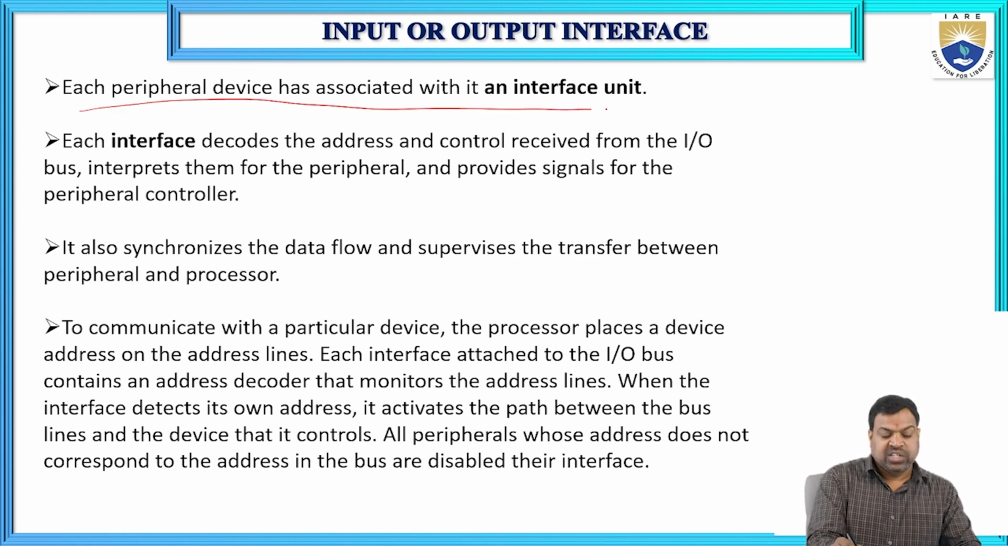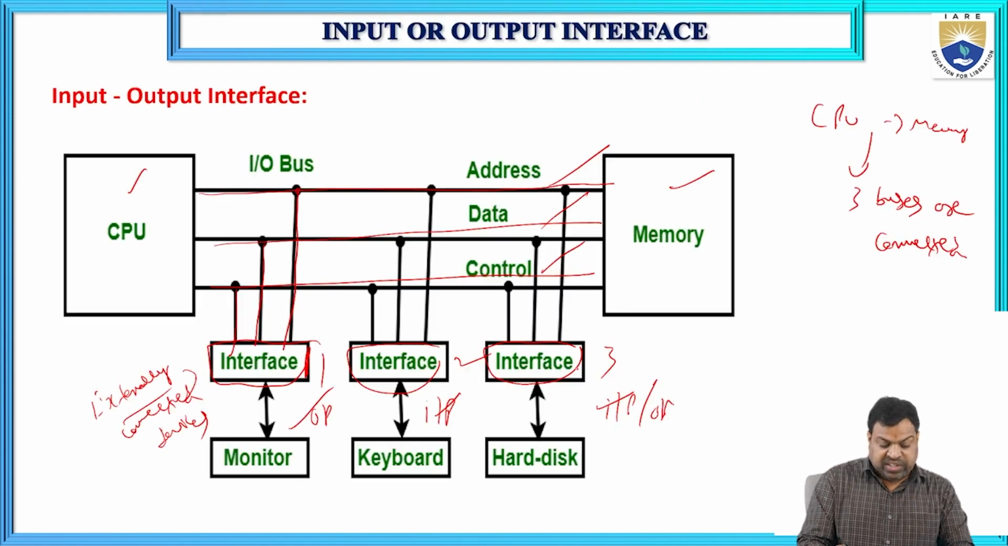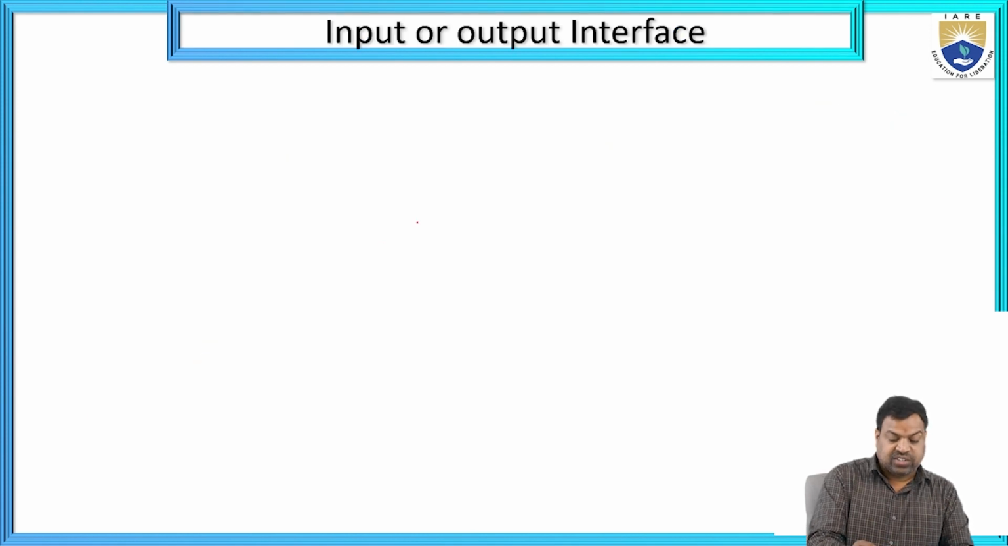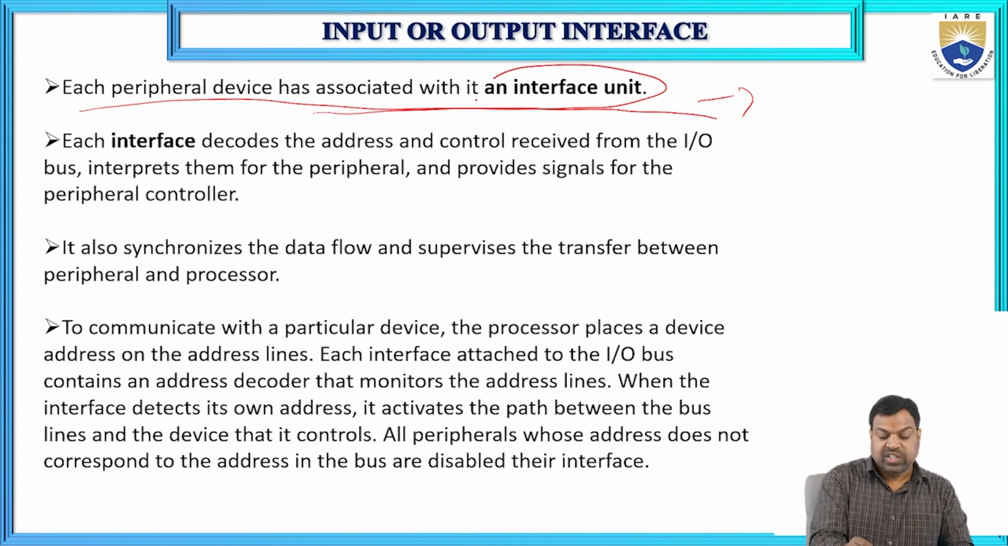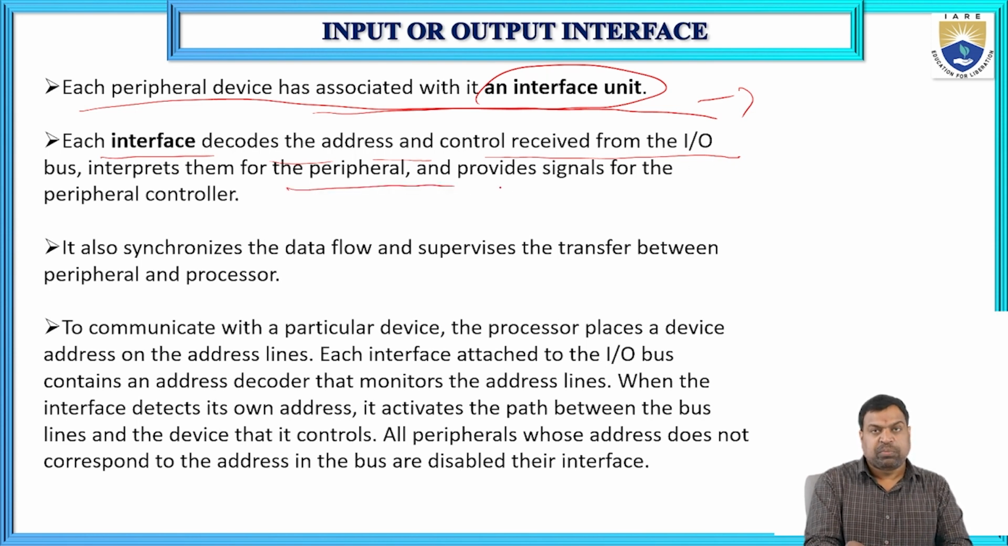So go to the first point. Each peripheral device is associated with an interfacing unit. So each interface device is connected, associated with the interface unit. Each interface decodes the address and control received from the input output bus, interprets them for the peripheral and provides signals for the peripheral controller. It also synchronizes the data flow and supervises the transfer between peripherals and processor.